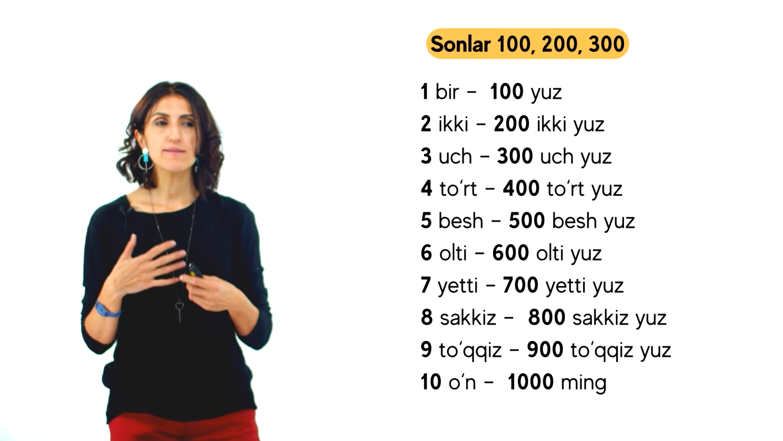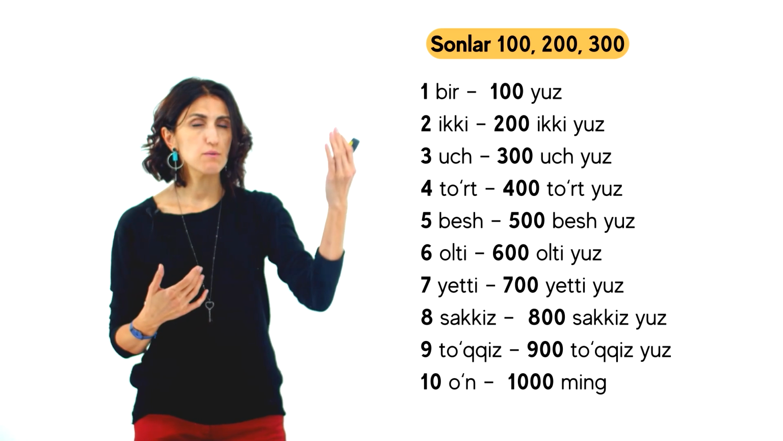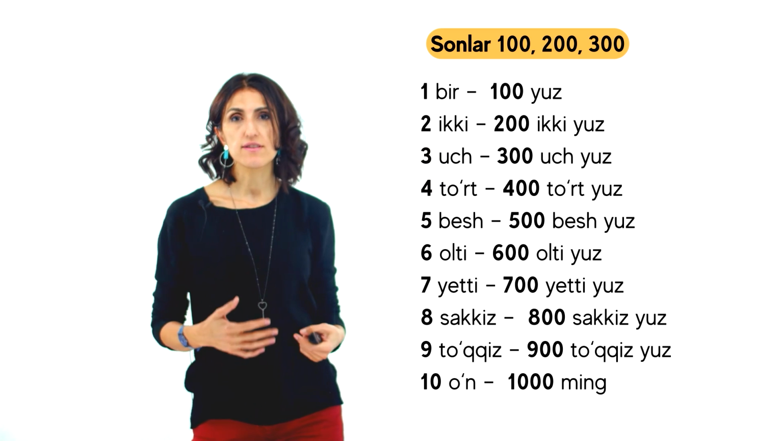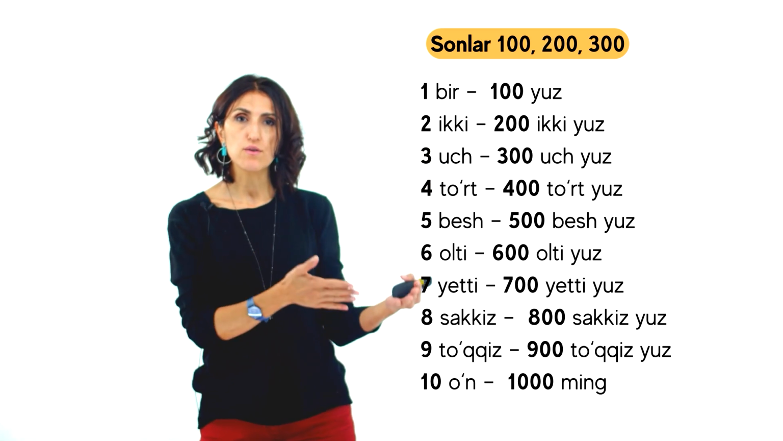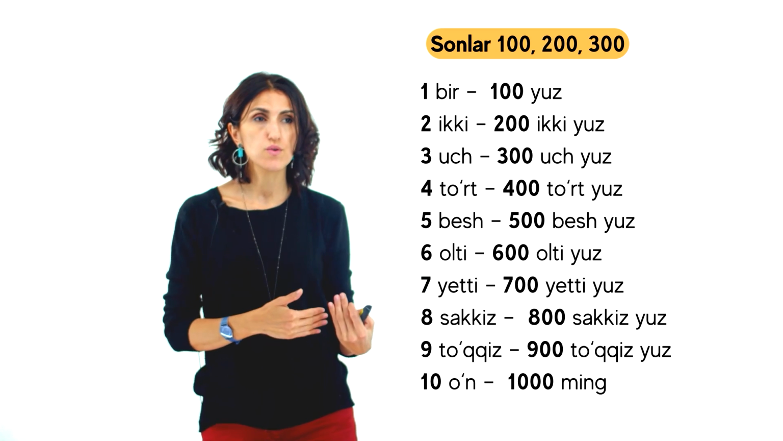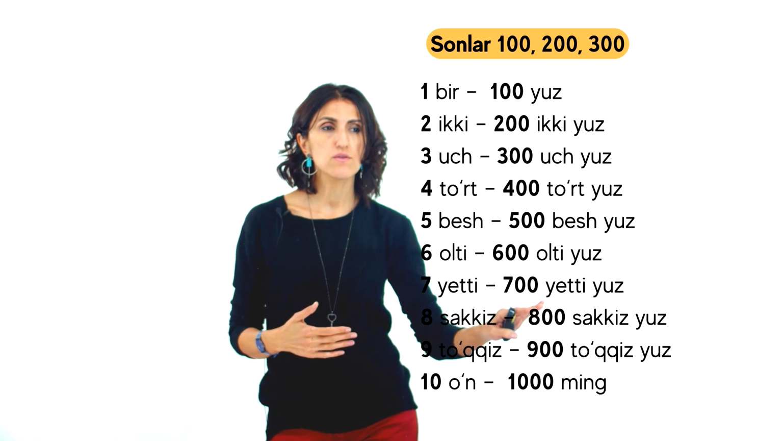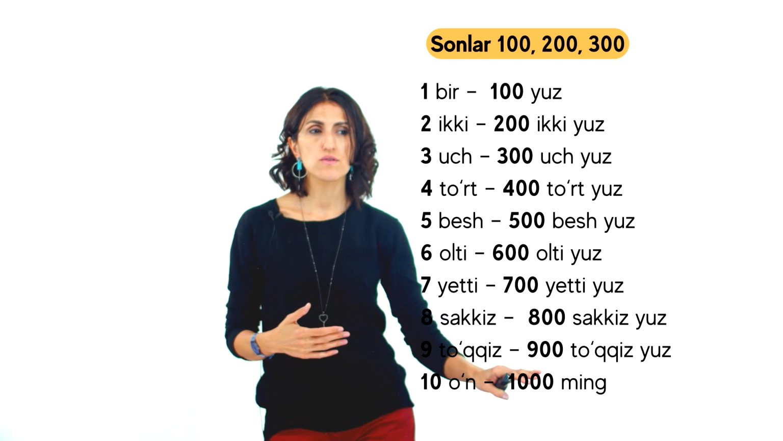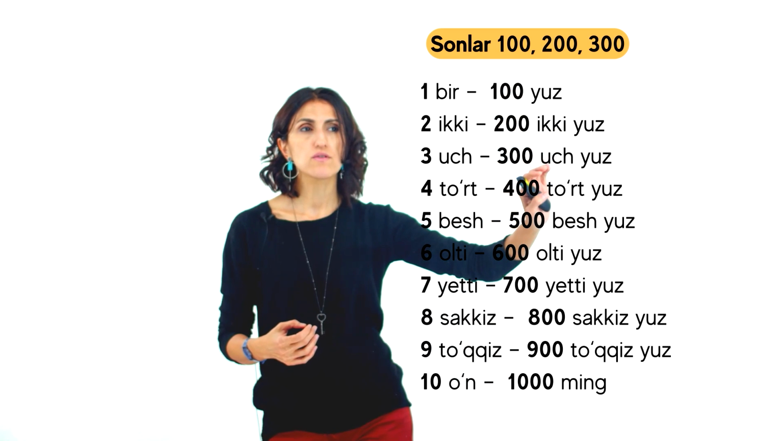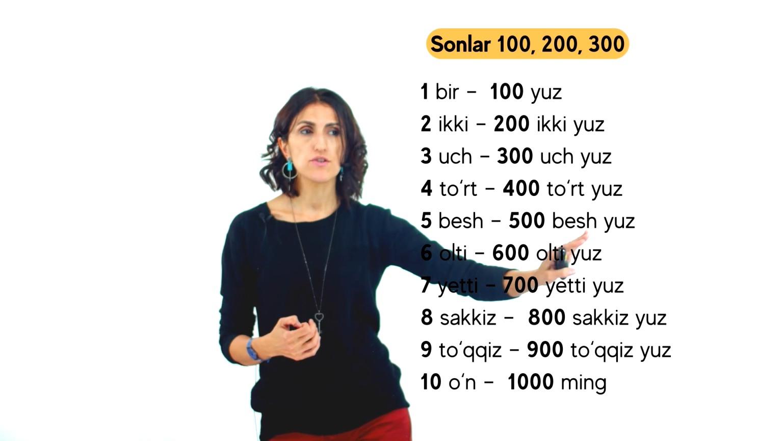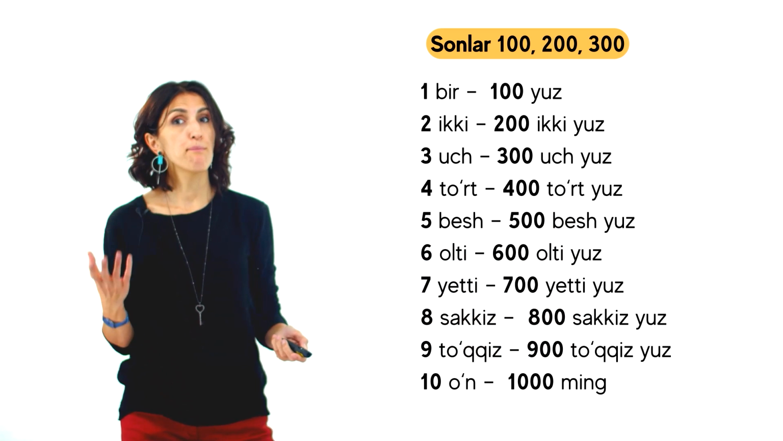Okay, now let's move on to bigger numbers. And again, if you know basic counting, which is from 1 to 10, then you can add just the word 100. Well, the word 100 is yüz. Bir yüz, iki yüz, üç yüz, dört yüz, beş yüz, altı yüz, yedi yüz, sekiz yüz, dokuz yüz, min.